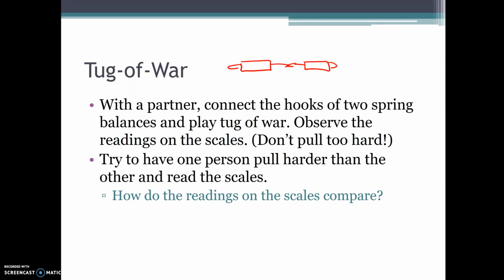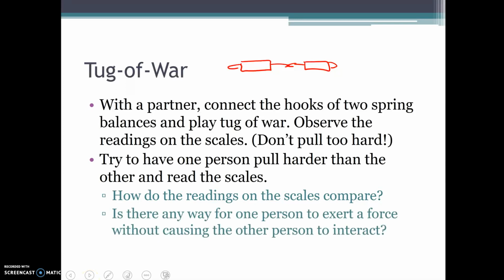You should have noticed that the readings on the scales stay the same. No matter how hard one person pulls, the other person has to pull back just as hard. And that's the third law of motion. There's no way for one person to exert a force without causing the other person to interact.